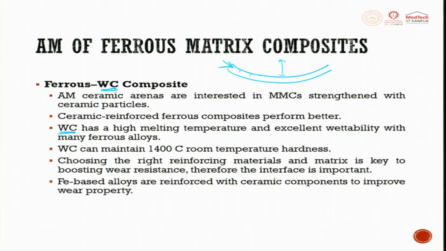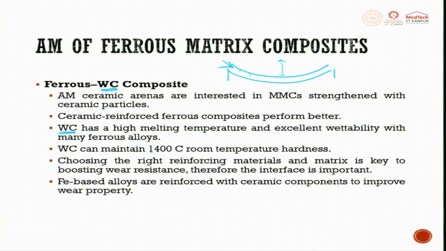So, moment sagging is reduced. Then what happens? The number of posts used for reinforcements can be reduced. Here, they always look for a high melting temperature so that deflection cannot happen so easily. High melting temperature and excellent wettability with many ferrous alloys are achieved by using tungsten carbide.